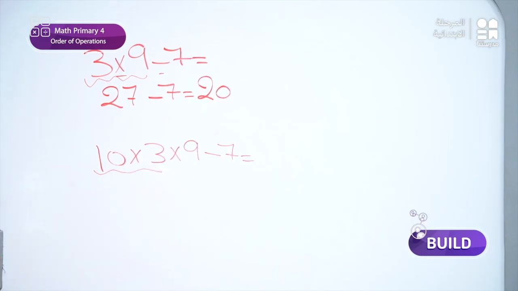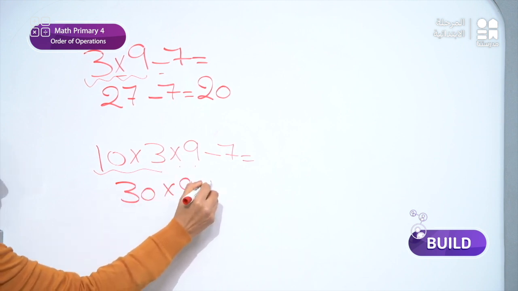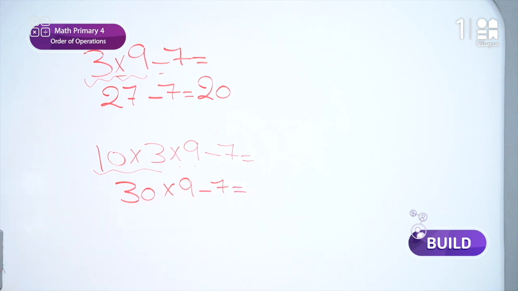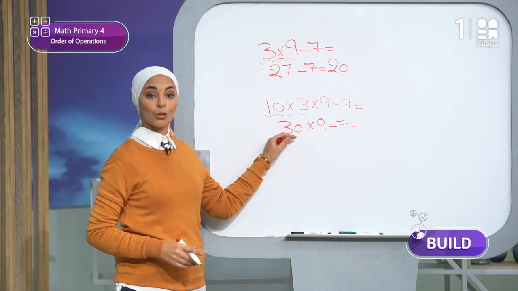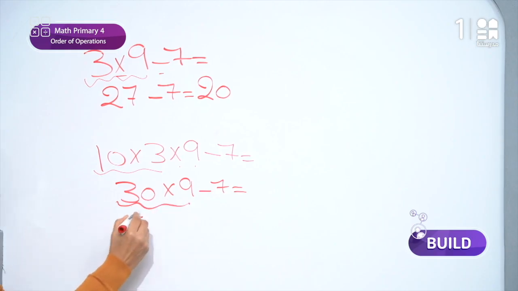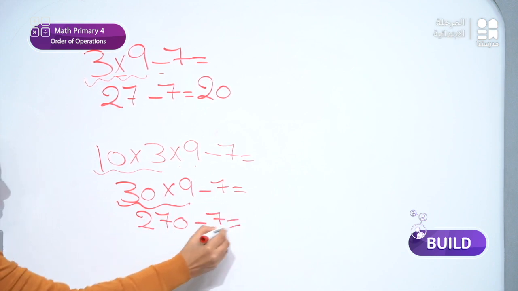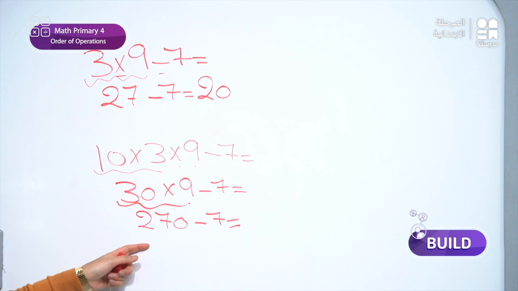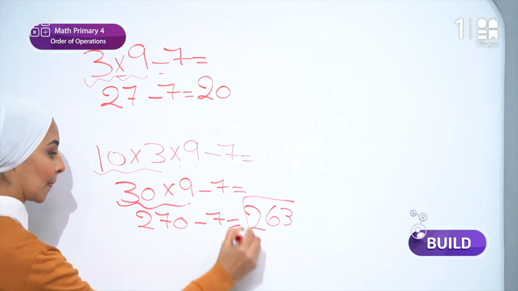10 times 3 equals what? Of course, 10 times 3 is 30. And then I multiply it by 9 and then minus 7. So the next step, I will multiply these two numbers. 30 times 9 equals what? Yes, 270 and then minus 7. 270 minus 7 gives me what? Of course, 270 minus 7 equals 263.